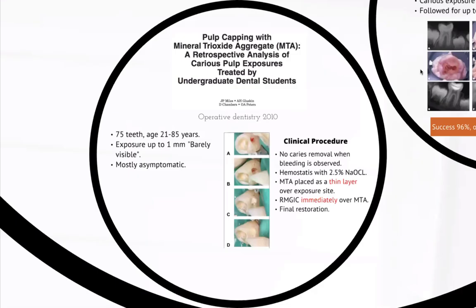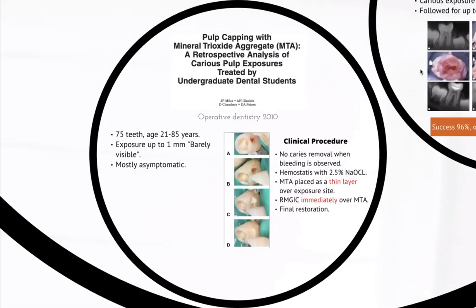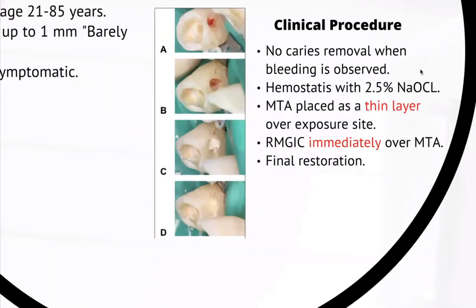Now, this paper was done in 2010, MTA, 75 teeth. And the problem with this technique is that when they see the pulp exposure, they don't remove any caries. That's problem number one. And then problem number two is that they placed a thin layer of MTA. Look at this case.